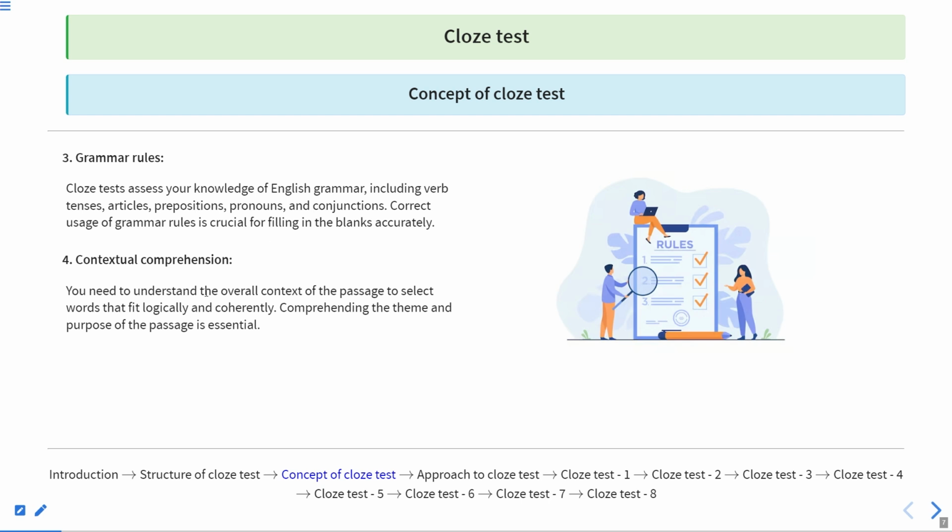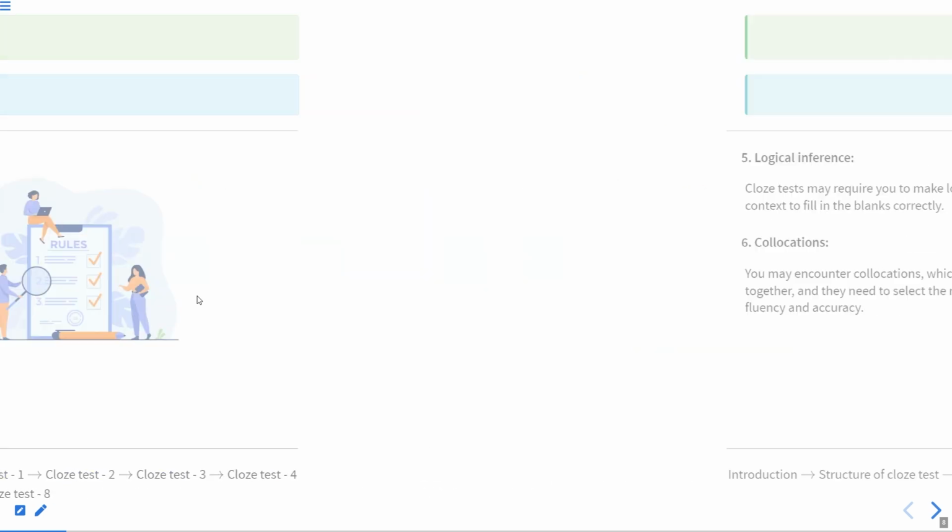It will also test our overall understanding of the passage, because understanding the context of the passage will help us choose or select the words that fit in that missing place, the blank space, logically and coherently. This whole paragraph should actually make sense, and therefore the missing words will help clear that context. Comprehending the theme and purpose of the passage is essential so that the right word can be chosen.